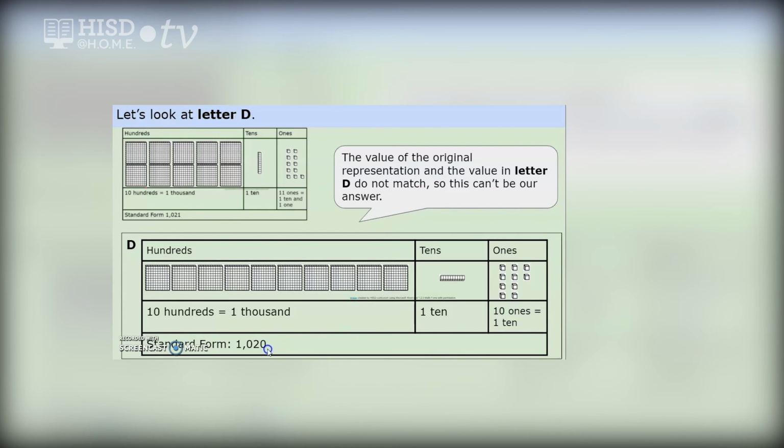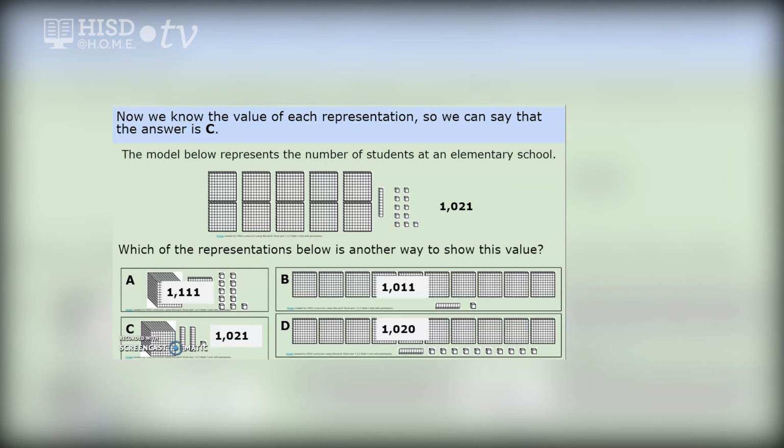So we write this number in standard form. It is 1,020. But we were looking for 1,021. The value of the original representation and the value in letter D do not match. So this can't be our answer. Now, we know the value of each representation, so we can say that the answer is C. The model below represents the number of students at the elementary school. Letter C, 1,021.